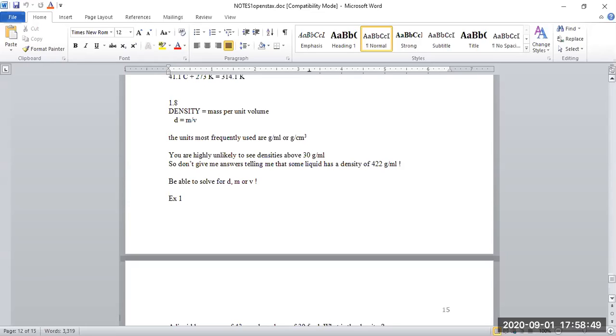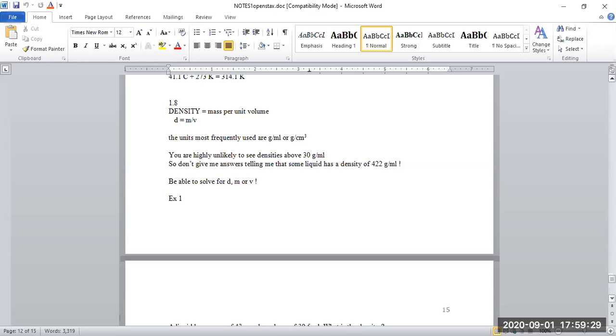Now, if you ever take theoretical physics or astrophysics, things like neutron stars, yeah, you might see numbers above 30, but for general chemistry stuff, especially things that we are likely to do in the lab, you're definitely not going to see anything above 30. I've seen some homework answers where people have told me things like, oh, the density of my sample was 422 grams per milliliter. I'm thinking, yeah, that would sink to the center of the earth.